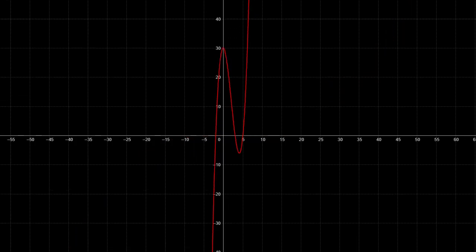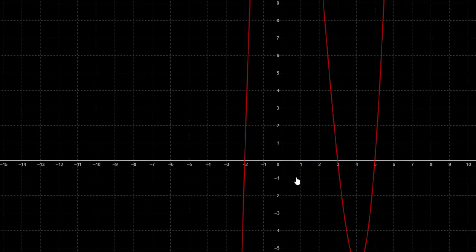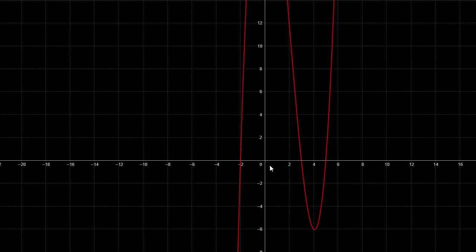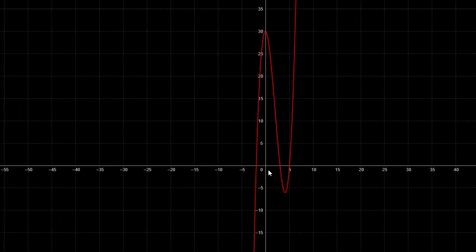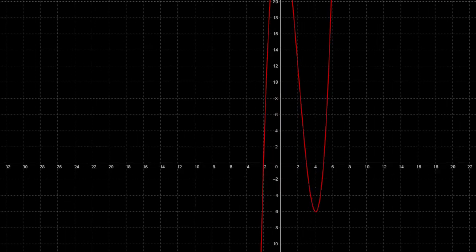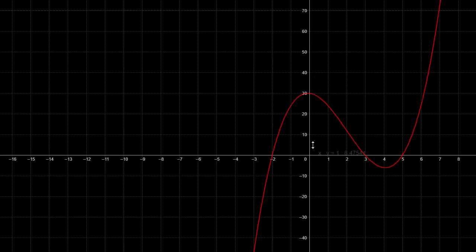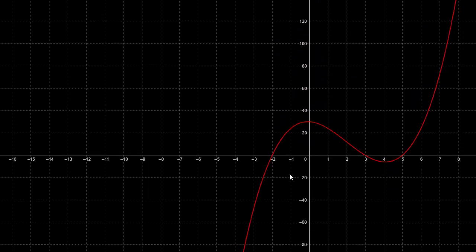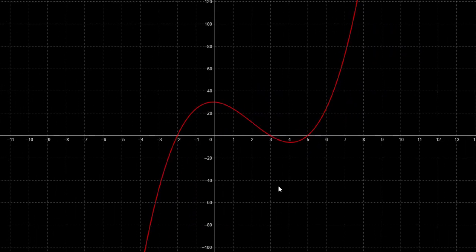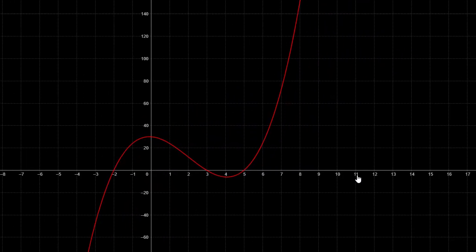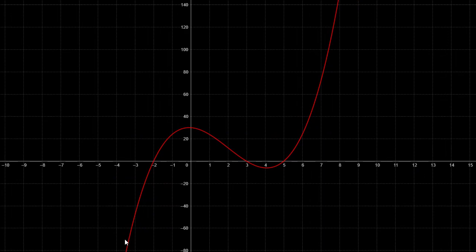Okay, now something to mention here. If I go back to the default view, and we see here that, okay, if I zoom out a little bit, this probably looks like a function you've seen before. It looks like maybe a degree 3 polynomial. This probably looks like something you've seen many times in your pre-calc classes.